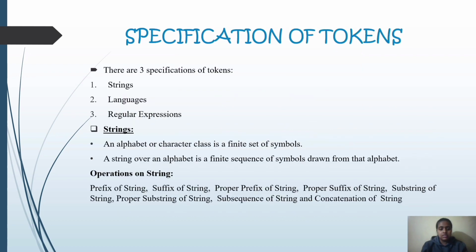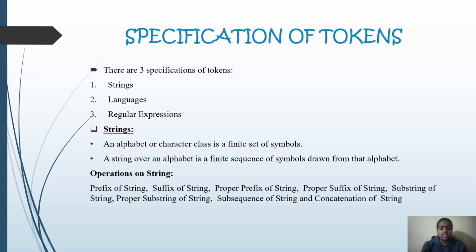Specification of tokens. There are three specifications of tokens: strings, languages, and regular expressions. Strings: an alphabet or character class is a finite set of symbols. A string over an alphabet is a finite sequence of symbols drawn from that alphabet.